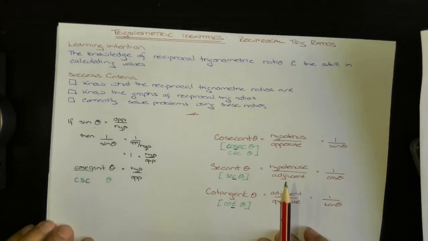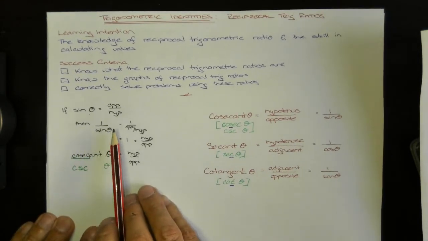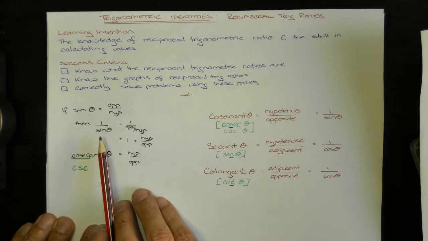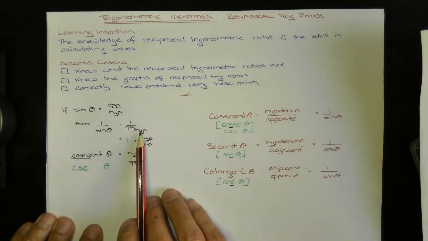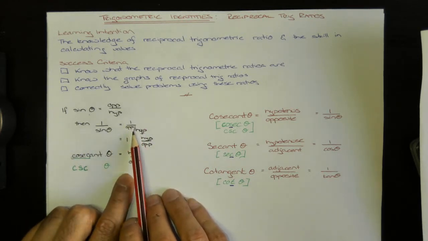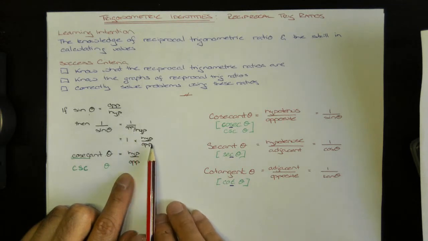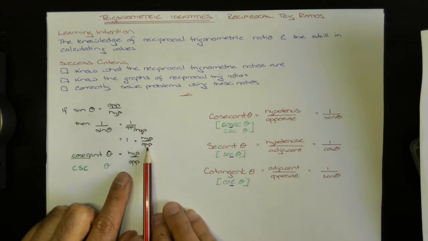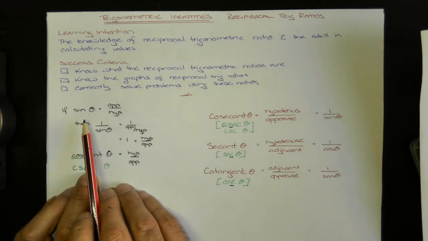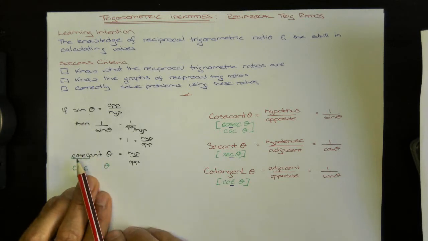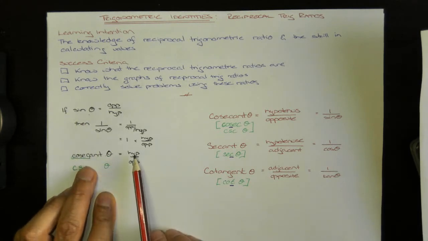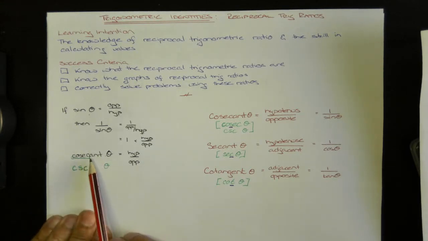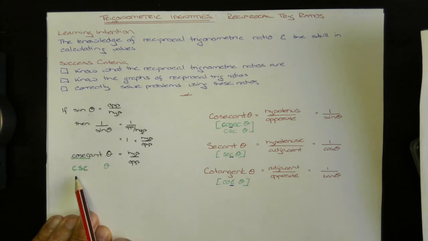If we had sine theta, which is opposite over hypotenuse, then 1 over sine theta is 1 over opposite over hypotenuse, so 1 divided by a fraction. What we do with the fraction is we flip it, so that's going to be hypotenuse over opposite. The reciprocal of sine theta is also known as the cosecant of theta, the hypotenuse over opposite. The short word is cosec theta, and sometimes you can see it written as CSC theta.